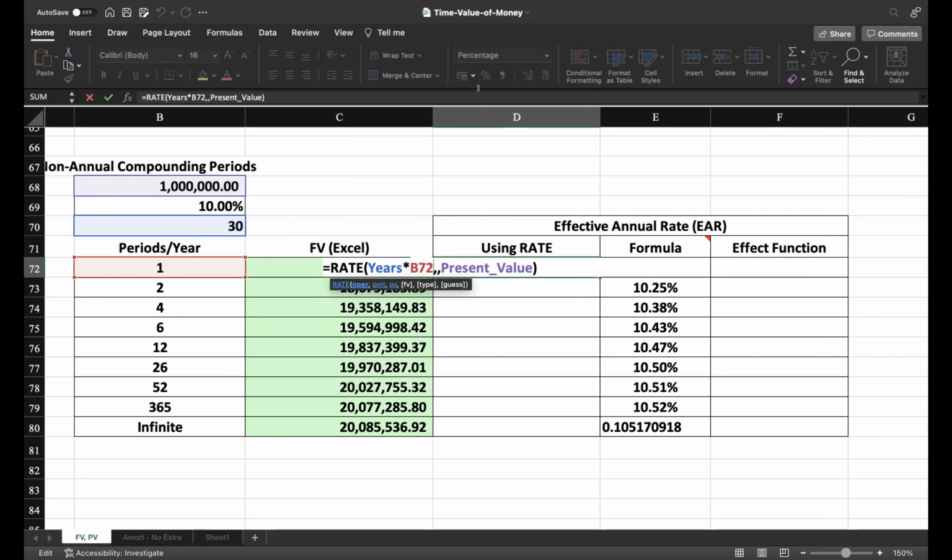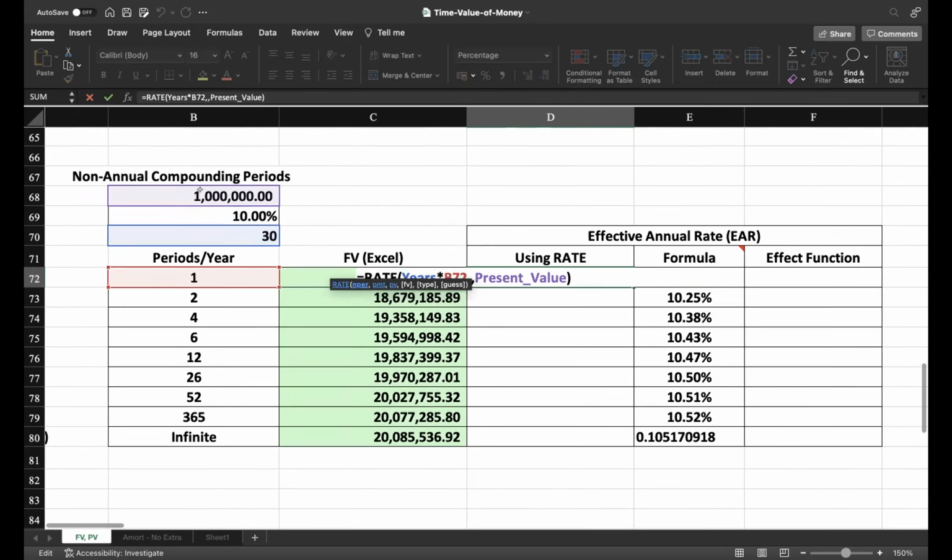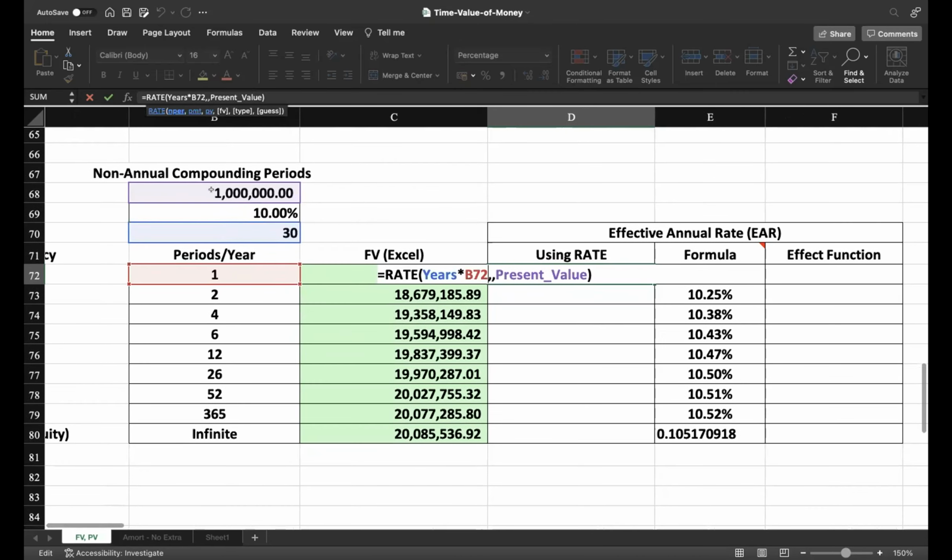So go to present value, doon sa formula mo. Sa formula. And then you have to put a comma at the end. It's future value. So you have to give the future value, kasi you're asking Excel to determine the rate. So there has to be two cash flows there. May present value ka, and then what's the future value?